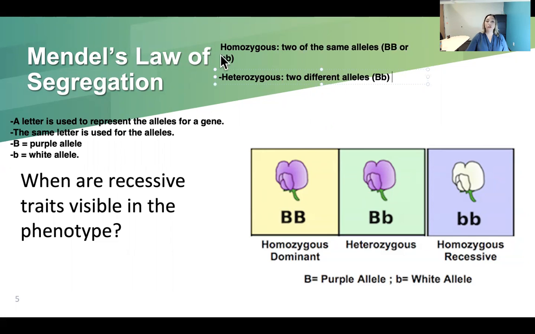Okay. So homo means the same. So a homozygous individual for a specific gene is big B, or little b. An individual that is heterozygous for a gene will have a capital B, lowercase b, meaning they have an allele for purple and an allele for white. Big B means the individual has 2 alleles for purple. Little b means 2 alleles for white.